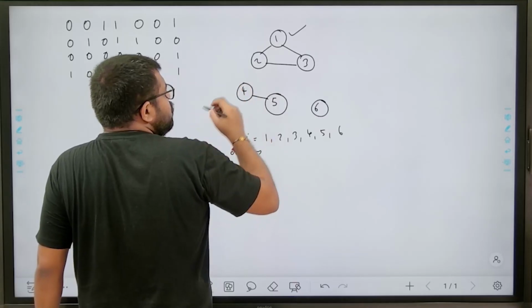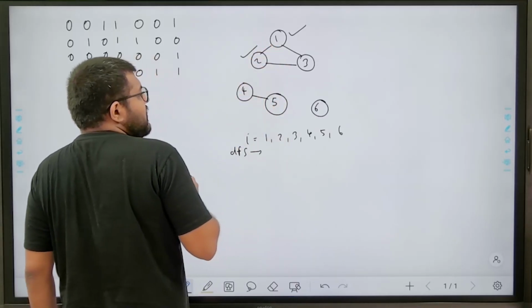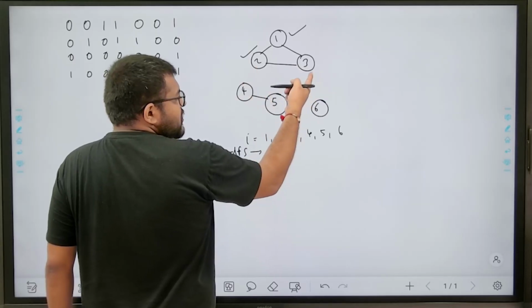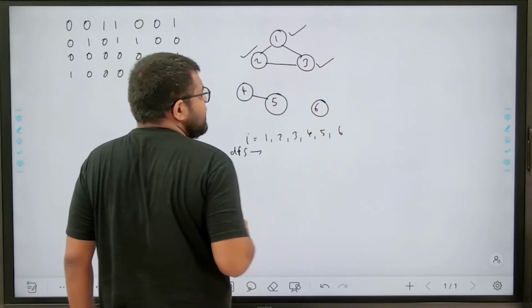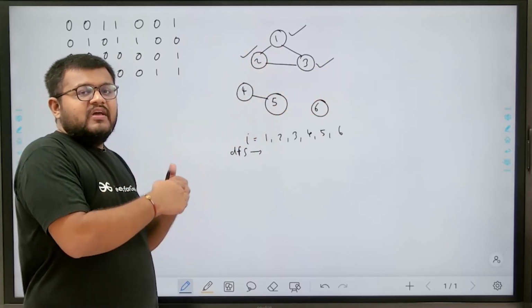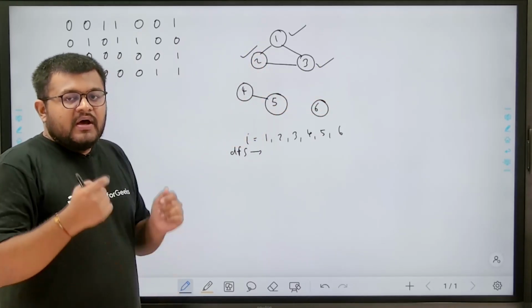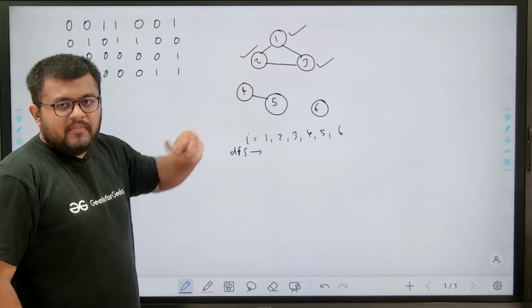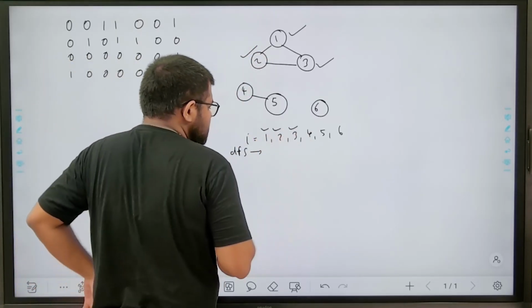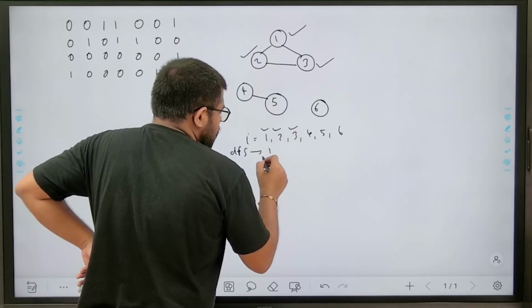From 1 I can go to 2 in a DFS because those two are connected, mark it as visited. From 2 I can go to 3 because 2 and 3 are connected, so I'll mark it as visited. Now I cannot go any further, so I'll backtrack in the DFS and come back to the main function. I did one DFS starting from I equals 1 and visited 1, 2 and 3. So 1, 2 and 3 are visited, and one DFS is called on this.